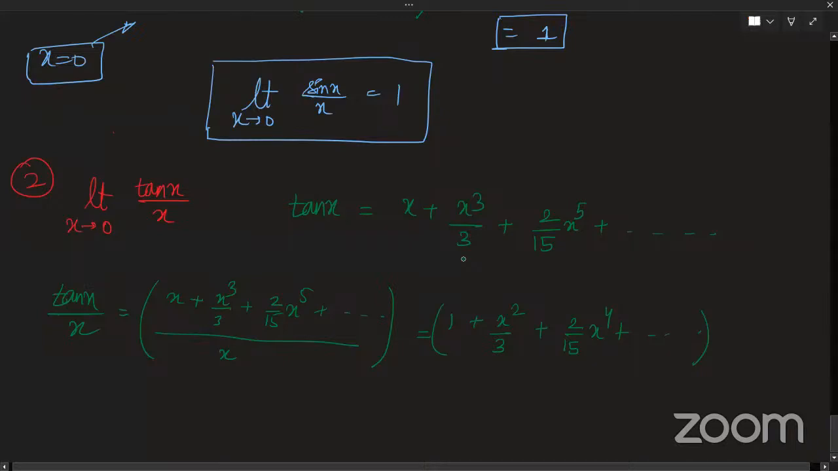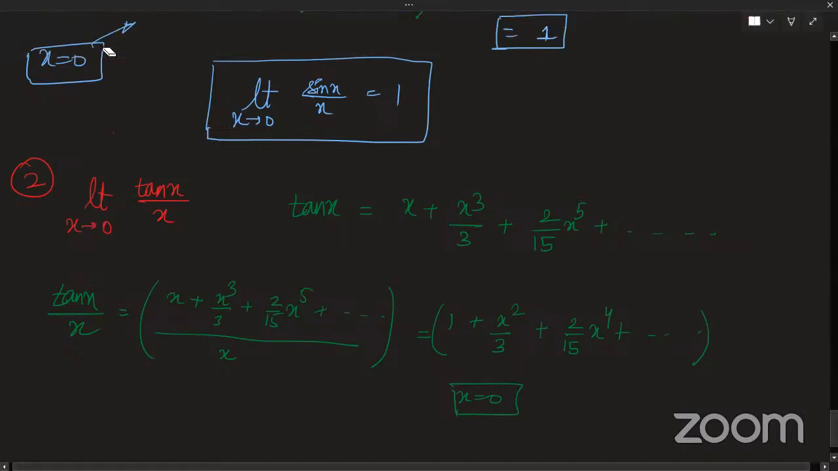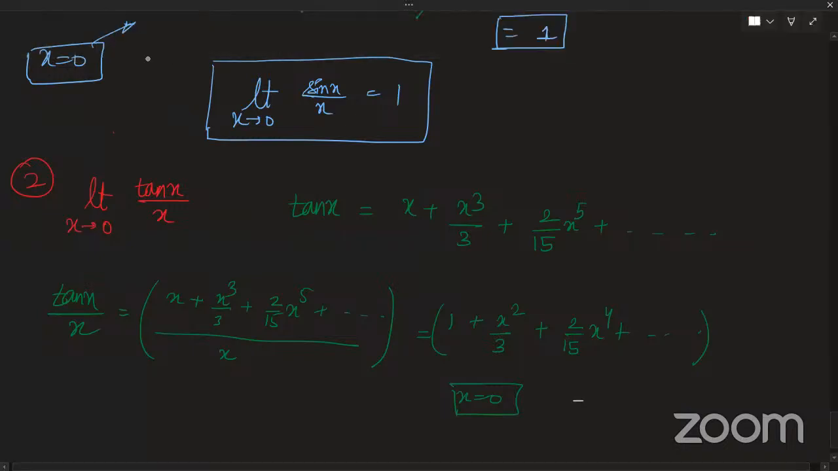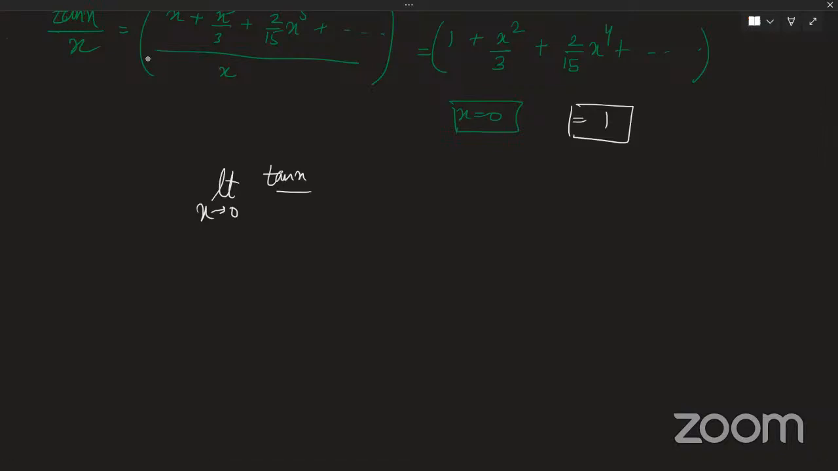And now if I'm trying to see x tending to 0, can I do it directly? Can I just substitute x is equal to 0 now? Yes, because now it is a polynomial. So I can just easily substitute, and I will get the answer 1. So from this I've got one more identity: limit x tending to 0, tan x by x is also 1.